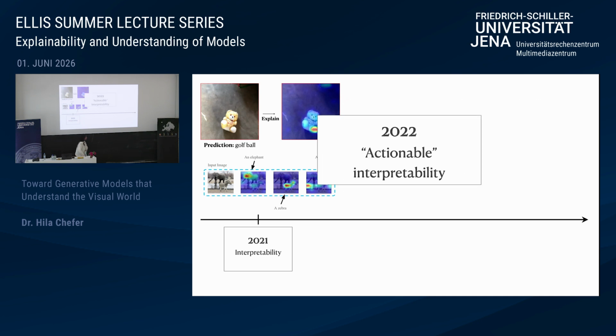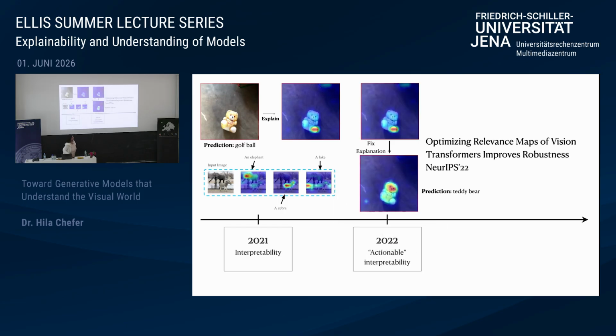From 2022 on, and I believe that some of the works that I'm doing right now still fall under this category, I work on what is now called actionable interpretability. In 2022, especially in vision, I don't think anyone was really familiar with this term. But actionable interpretability means how can we take this observation that we had here and actually make this an actionable signal? How can we use those interpretations to actually fix the model?